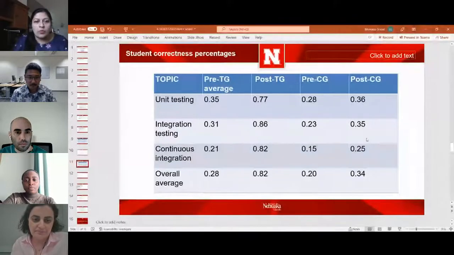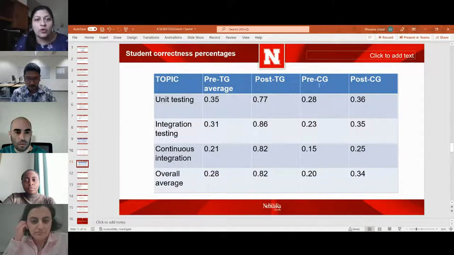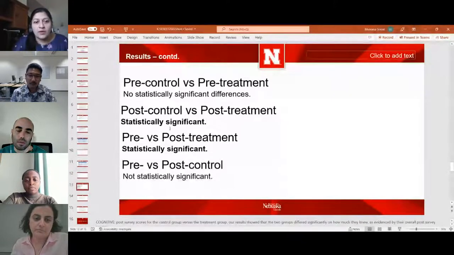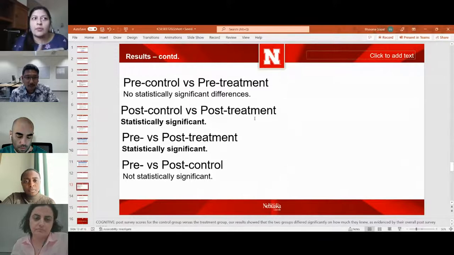Okay. So we looked at the within groups and the between groups design here. Within the treatment group, did we have improvements? And between the treatment group and the control group, did we have improvements? We found that within the treatment group, we had significant correctness gains after peer instruction as compared to purely lecture: 41% of students, 51%, 57%. And we also found statistically significant results between the control and the treatment groups, meaning overall students learned better in the peer instruction group versus just the pure lecture group.